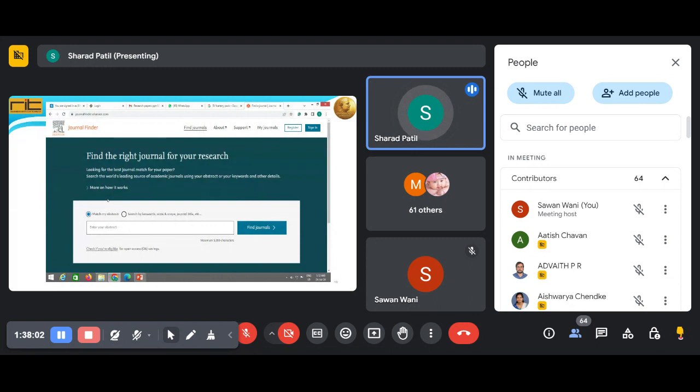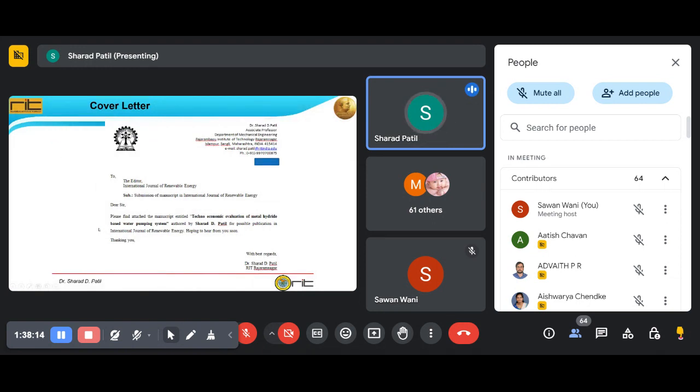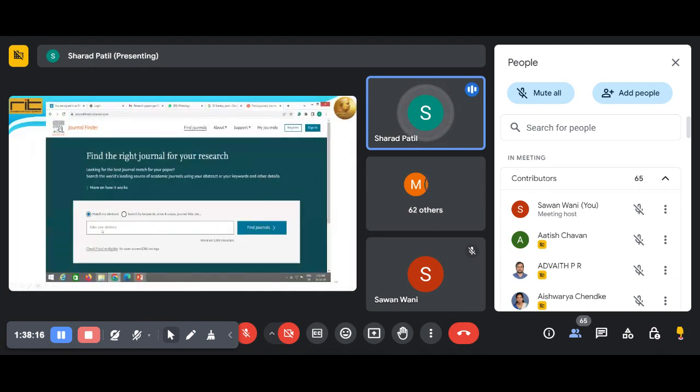You can see here journalfinder.elsevier.com. This is the website. I have just opened it, and here you are asked to enter your abstract. By clicking over here, you can enter your abstract and find the journals. If time permits, I may show you how many journals you get for it. Once you click, the website shows you the probability of where you can upload your work for publication.